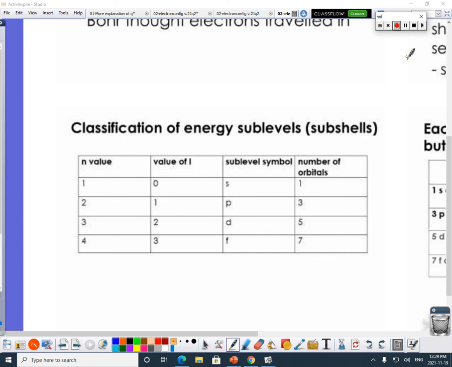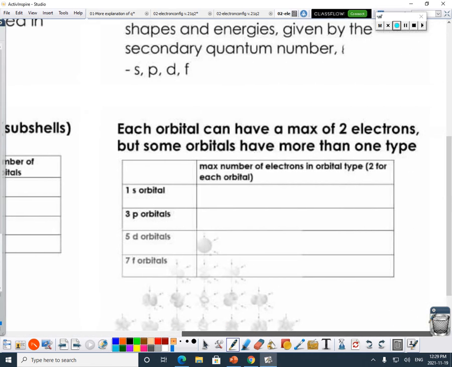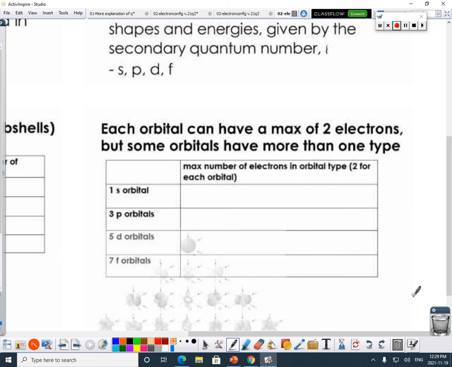Okay, so we have already done this before, but here it is again. When you have a value of 0, that's the S, and there's only one sphere. When you have the possibility of 1, that's going to be P with 3 orbitals. When you have 2, it's going to be D with 5. When you have 3, it's going to be F with 7. But the periodic table is set up so you can see that pattern and count the columns, and you don't even necessarily need to memorize it.